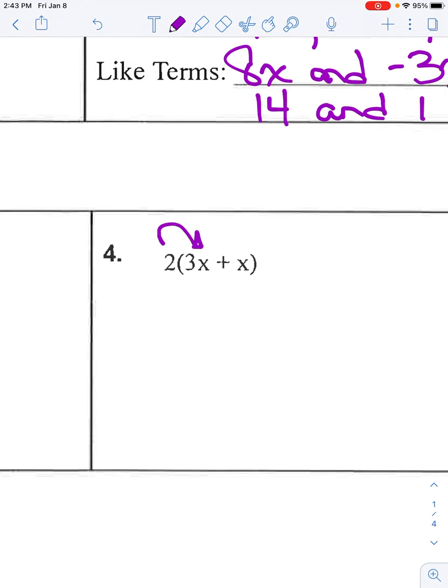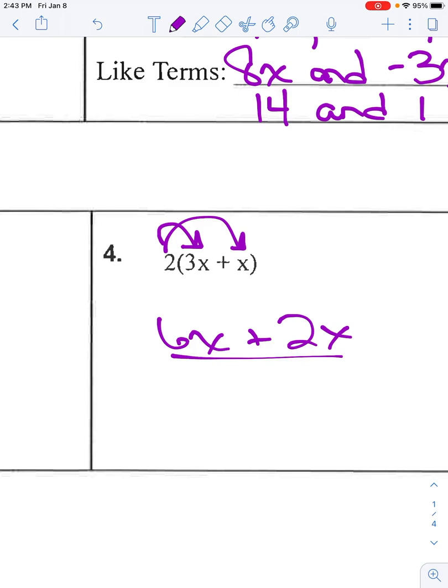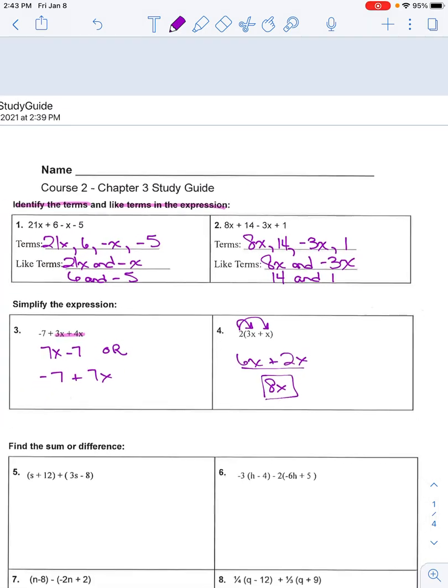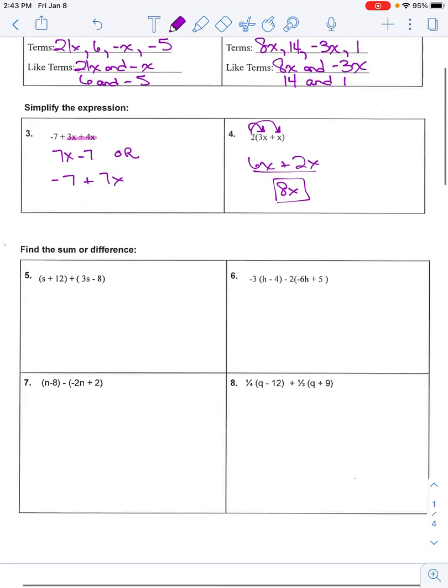Number 4, we've got a number outside of the parentheses, which means we need to distribute the 2 to the 3x to get 6x, and the 2 to the x to get 2x. Don't leave it like that. Those are like terms, so you can simplify even further to get 8x.